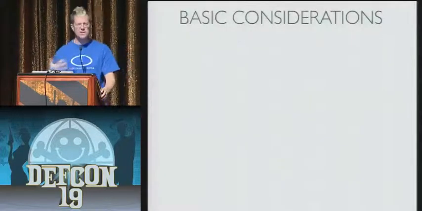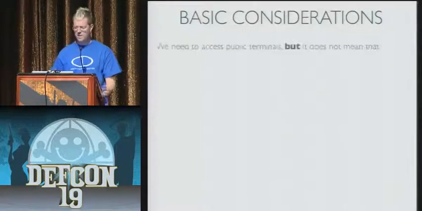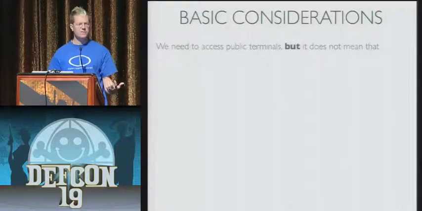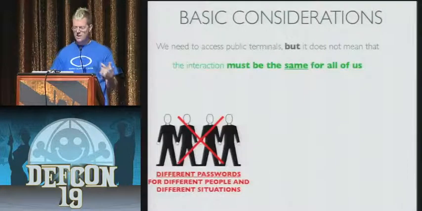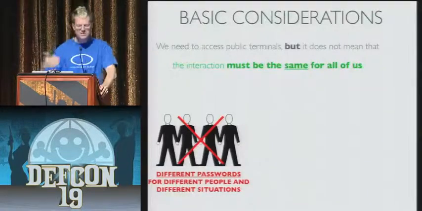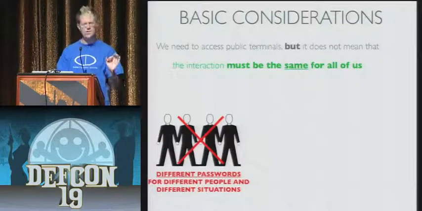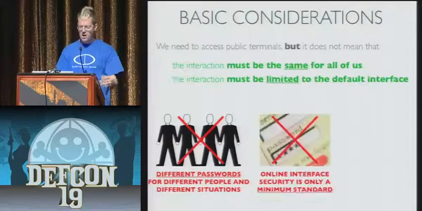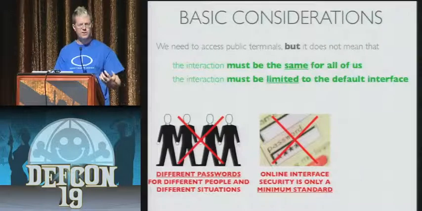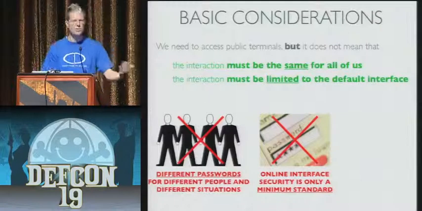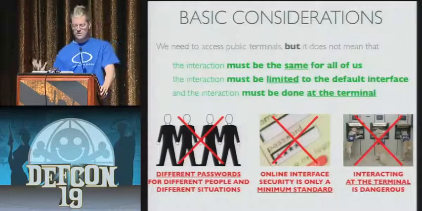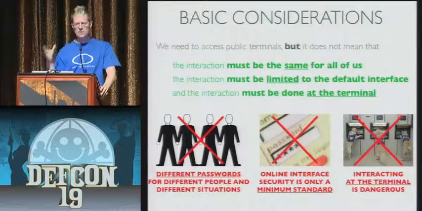So here are the basic considerations of the stuff that we've been looking at. We accept the need to use public terminals. It's not going to go away. But it doesn't mean that we all have to do it the same. So we want to be able to mix up password entry mechanisms to make the system less of a monoculture and less easy for one attack to get everything. It doesn't mean we have to use the interface we're given. So we want to give users the power to improve their own interface security, not just be dependent on whatever the organization offers. And we want to revisit the assumption that all interaction has to happen at the terminal.